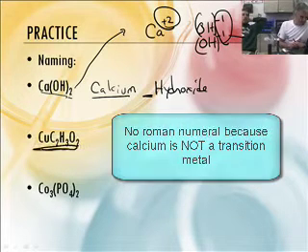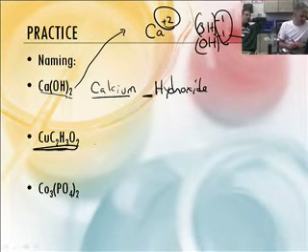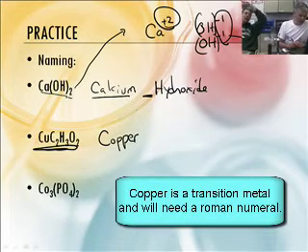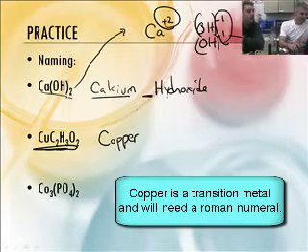All right, what about this one? That looks really weird. Cu. That's copper. Good. Now copper's a transition metal, so it's going to have to have a Roman numeral. We'll have to do that Roman numeral game later.